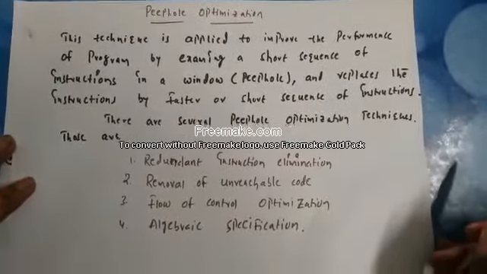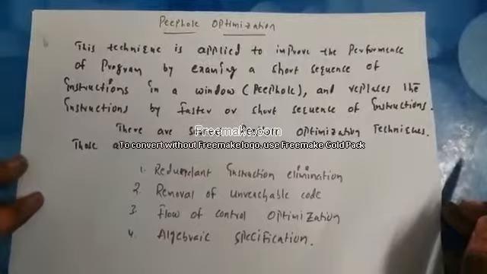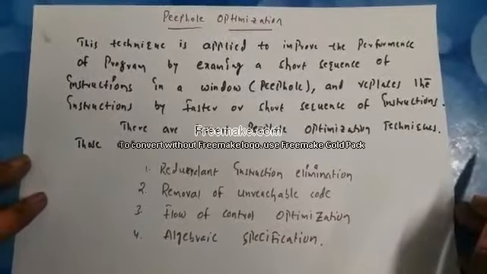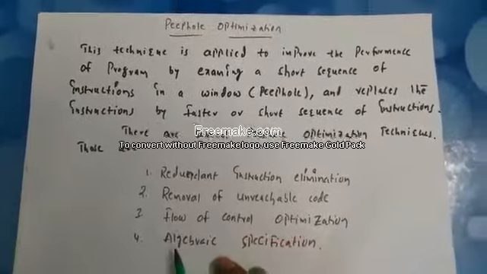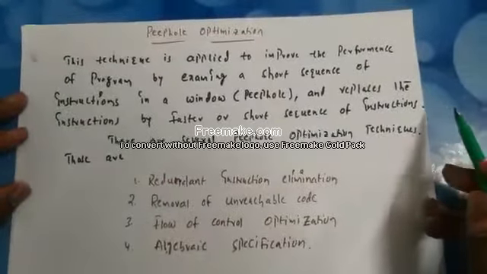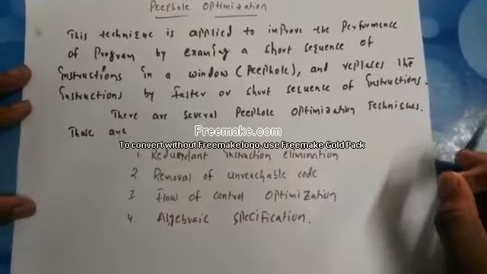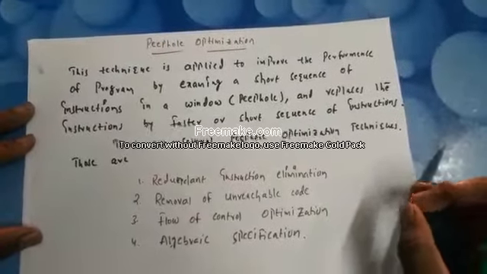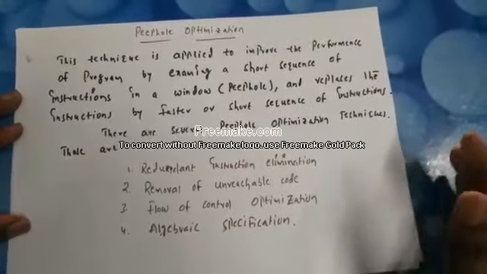Peephole optimization is applied to improve the performance of a program by examining a short sequence of instructions in a window. That window is called the peephole, and it replaces the instructions by a faster or shorter sequence of instructions. Instead of examining the entire program, we examine a short sequence of instructions, and if there is any possibility, we replace those instructions by a shorter sequence or faster instructions.